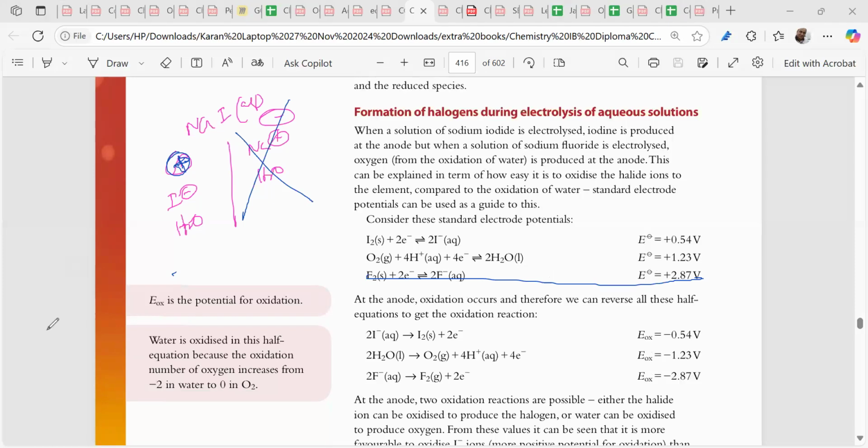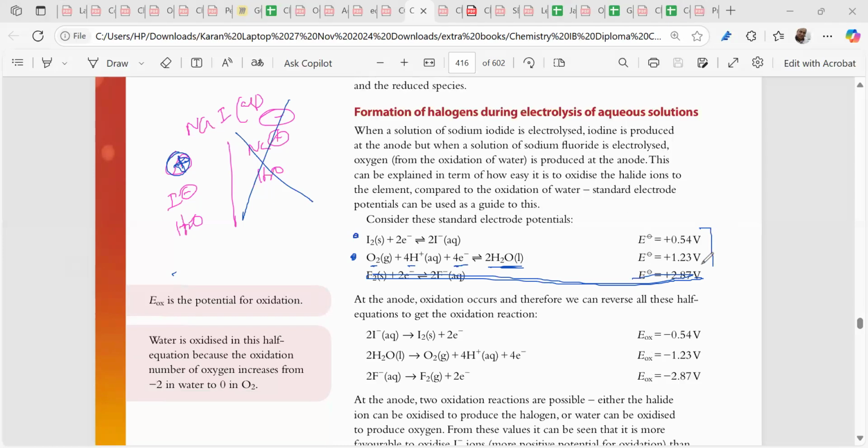Now what next do we do? We have to pull out the anode reaction of water. You get my point? The anode reaction of water is this one: O2 + 4H+ + 4e− = 2H2O. This is the anode reaction of water we have to take. And we write down the reduction reaction of I2.